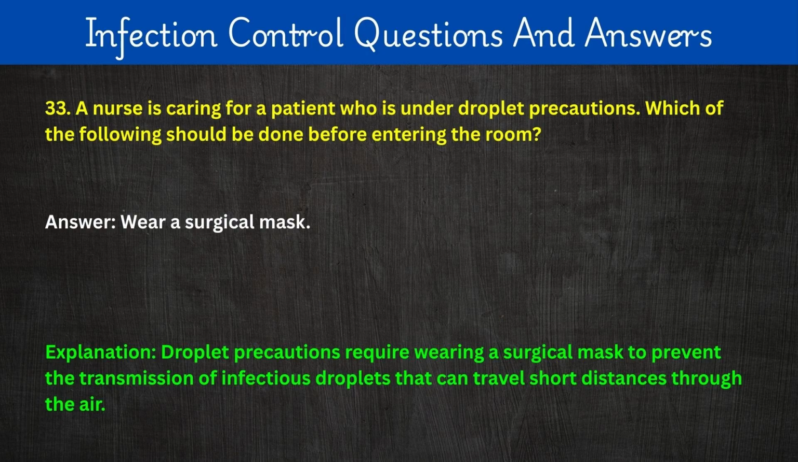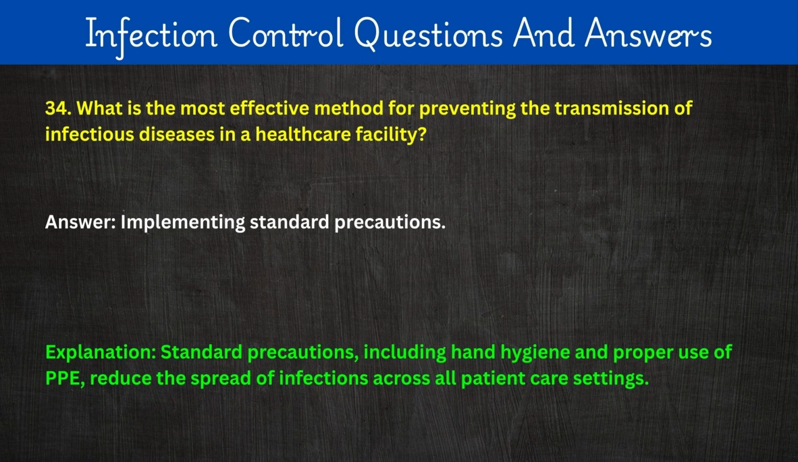Which of the following should be done before entering the room? Answer: Wear a surgical mask. Explanation: Droplet precautions require wearing a surgical mask to prevent the transmission of infectious droplets that can travel short distances through the air. 34. What is the most effective method for preventing the transmission of infectious diseases in a healthcare facility?